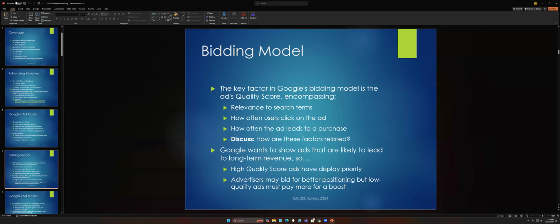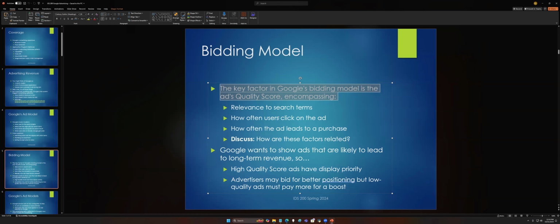Now, the bidding model in Google is focused around what's called an ad's quality score. So quality score includes a bunch of things, including probability of click, but it also includes relevance to search terms. That's like a starting baseline. So all else equal, if Google doesn't know anything about a particular ad and how well it's going to perform, they have that baseline just based on term matching. What else? Google can also look at how often an ad leads to a purchase.